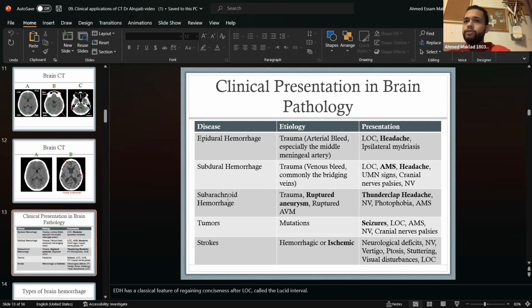So if you have subarachnoid hemorrhage, for example, you're going to have something called a thunderclap headache. These patients will tell you, oh, this is the worst headache of my life. These patients usually have a ruptured aneurysm, and they could be trauma too. What's AMS? AMS is altered mental status, so they're going to be drowsy, confused, their mental status is decreased. But that's basically it here.